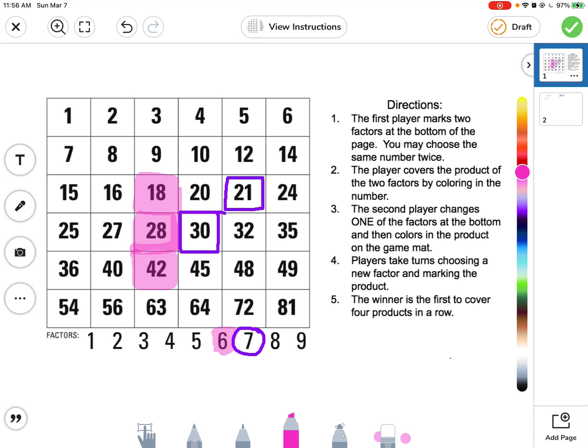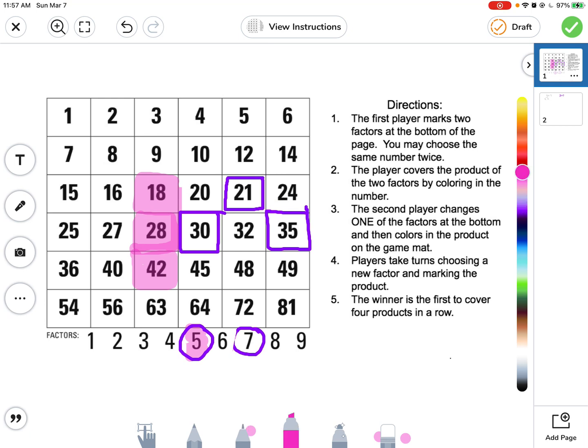Now my partner, and I blocked my partner, my poor partner. So my partner is going to have to rethink their strategy. They're going to have to move the 6 or the 7. And I think that they are going to move the 6, and they're going to make it a 5. And they know 7 times 5 is 35. So they're going to have something here. Maybe they're going to try to go diagonally.